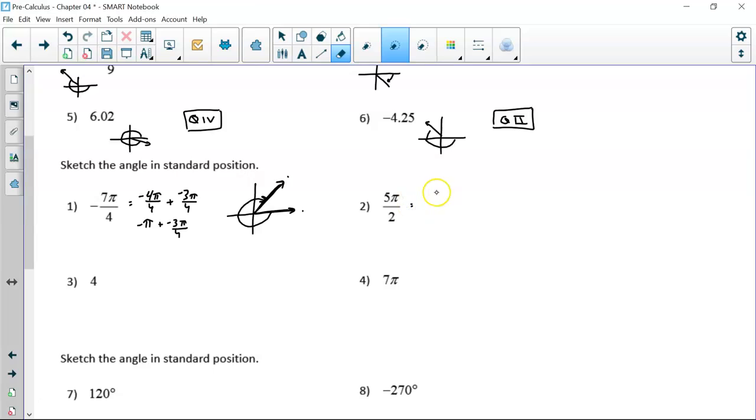5 pi over 2. That's the same as 4 pi over 2 plus pi over 2. Now 4 pi over 2 is the same as 2 pi. That's one full circle, and then pi over 2. So for 2 pi, we're going counterclockwise. And now that pi over 2 is going to take us right there to that axis. So there's our angle in standard position. Here's our initial side, and here is our terminal side.